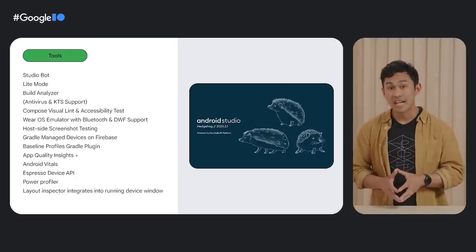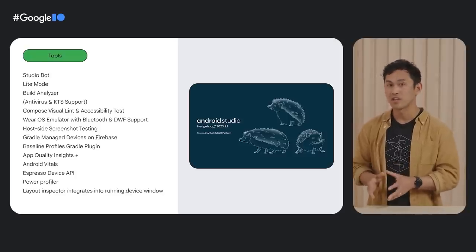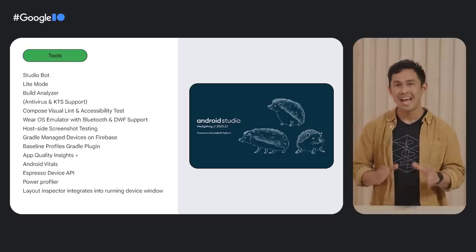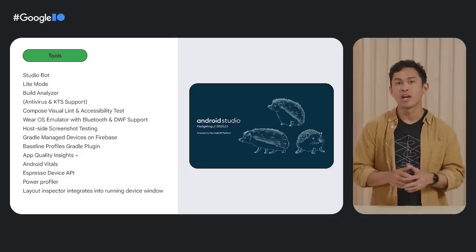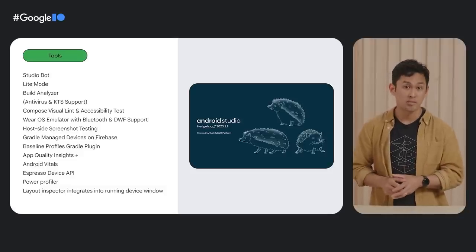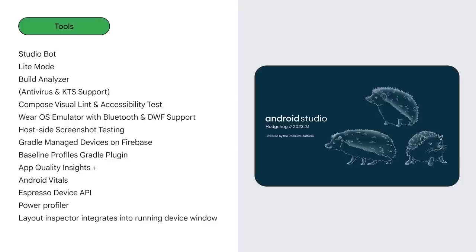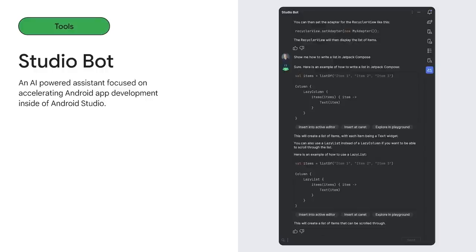In the canary build of the next generation of Android Studio, Hedgehog, new and exciting tools have been added, such as StudioBot, a new AI assistant to help you code and learn best practices, improved support for baseline profiles with a new Gradle plugin, even more useful crash insights in App Quality Insights, and more. My favorite new feature on Hedgehog is StudioBot.